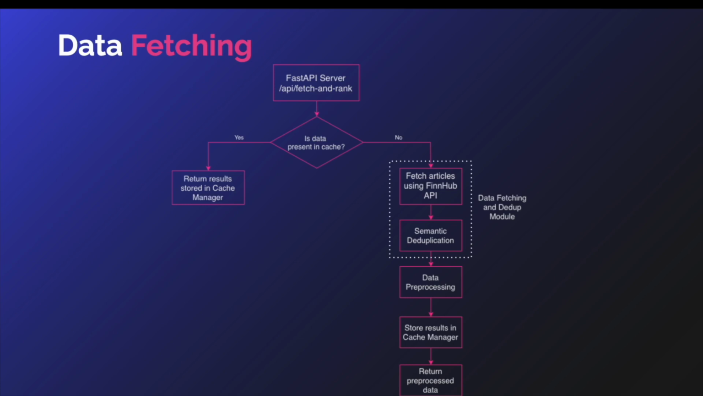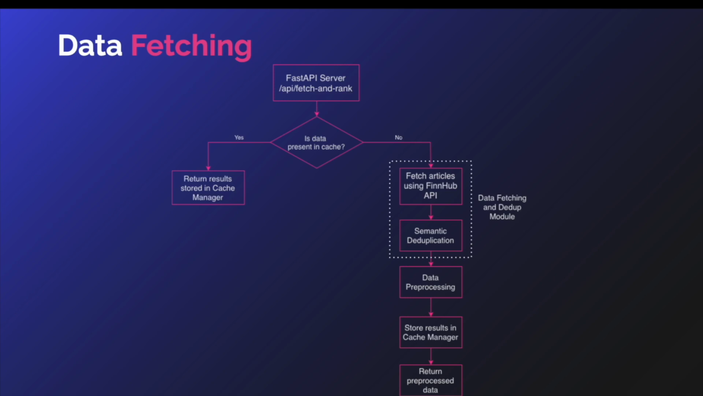The articles provided by FinHub may essentially contain some similar articles that have been paraphrased. This is because FinHub gets its articles from various sources. Therefore, there is a need to apply semantic deduplication. To achieve this, we have used the capabilities of NLP and we have combined the news headlines and summaries and created embeddings out of these.